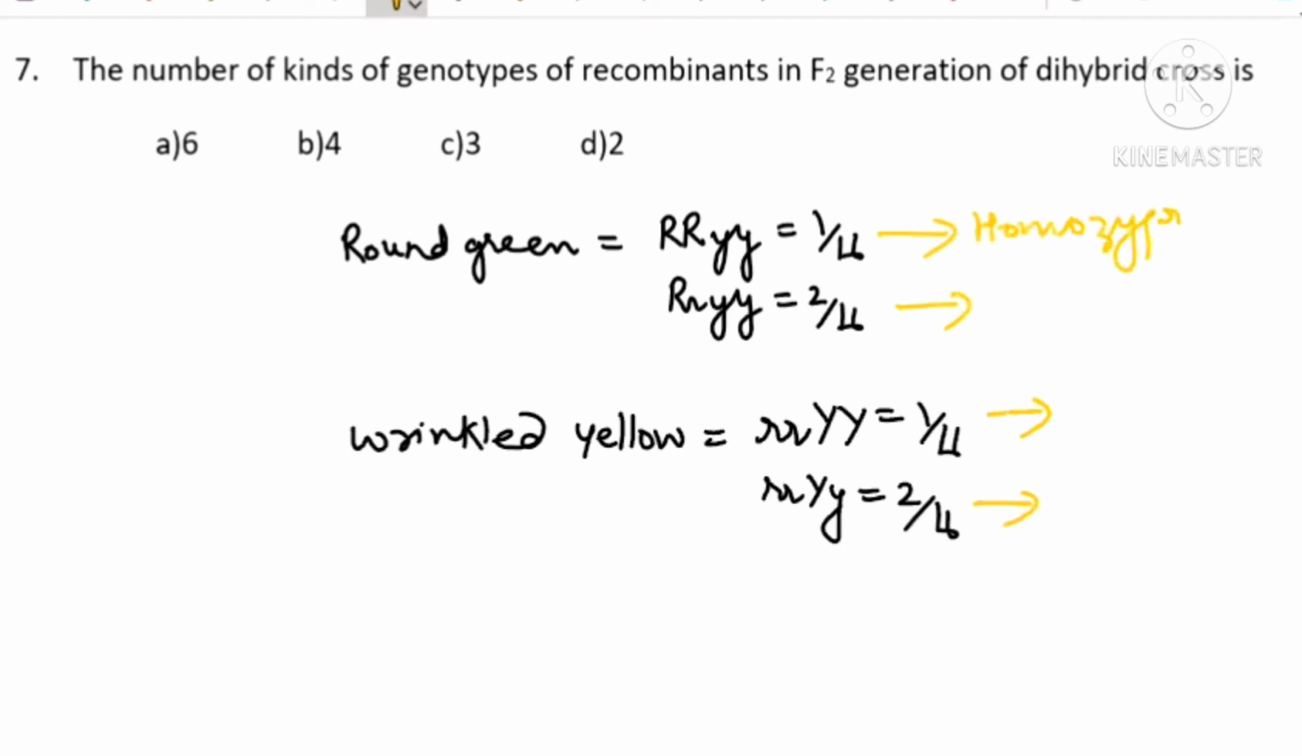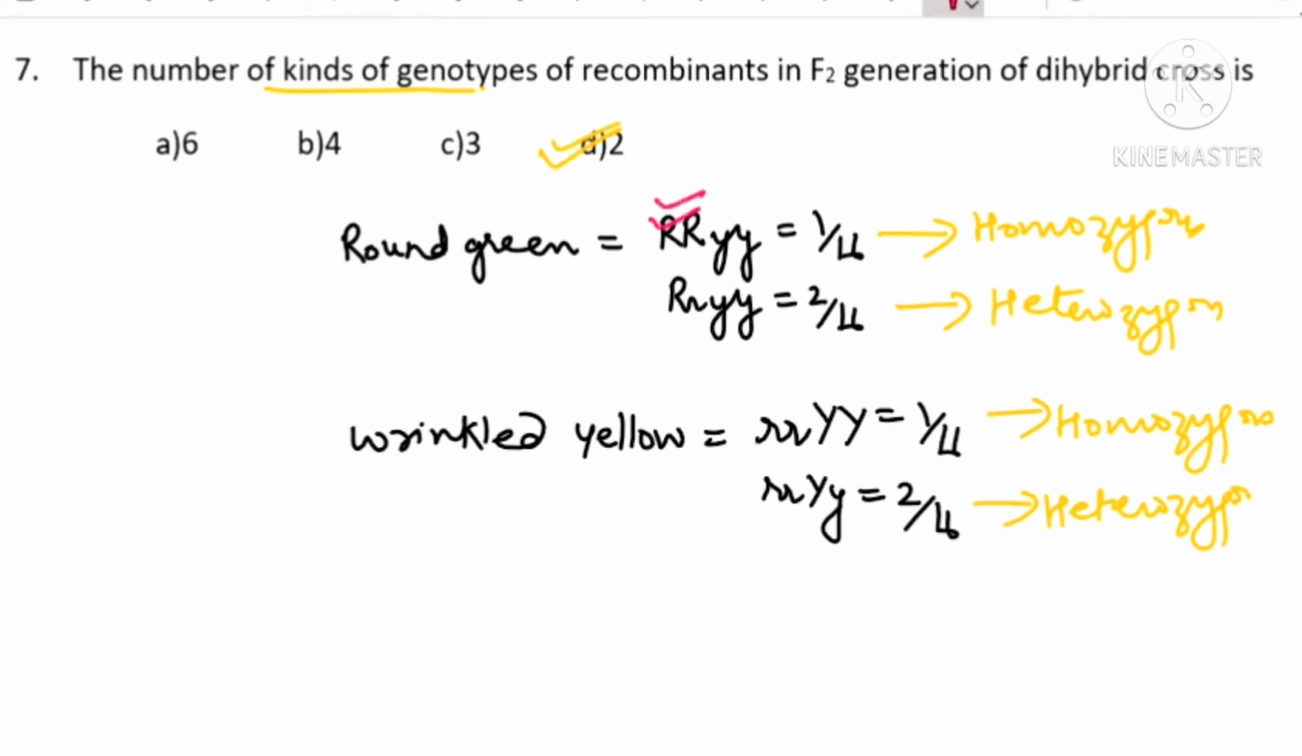One is homozygous you are getting, and you are getting heterozygous. So you are getting only two kinds of genotype, that is homozygous or heterozygous. Now, if in this question they ask you how many total number of genotypes, then your answer will be 4. So total 4 types of genotypes, but they have asked you how many kinds of the genotype, then only two kinds are there, homozygous and heterozygous.